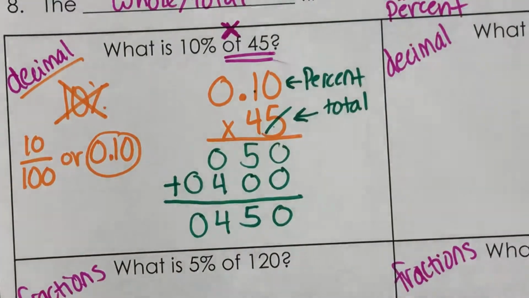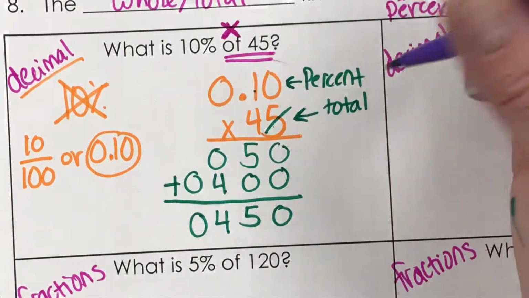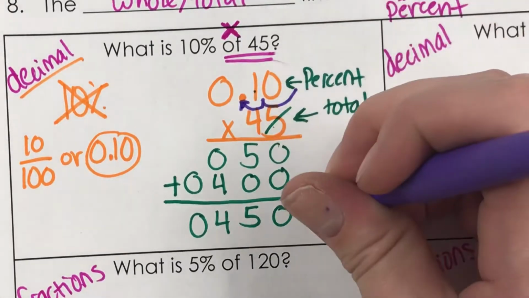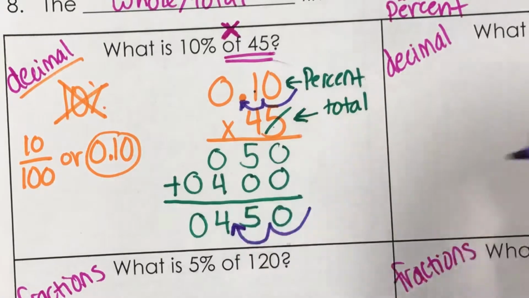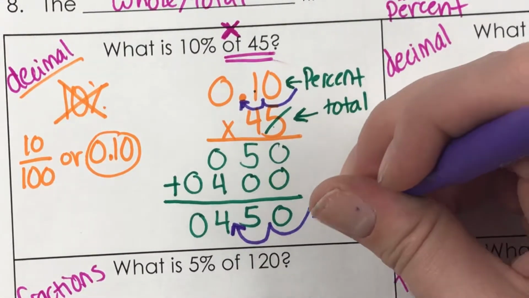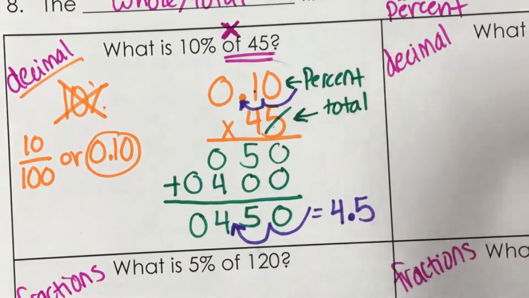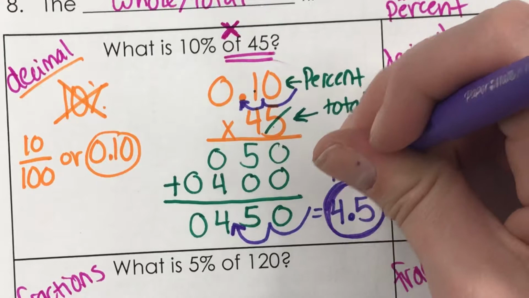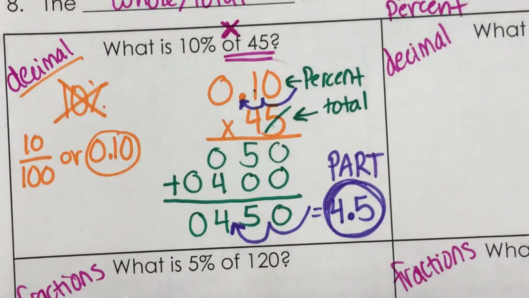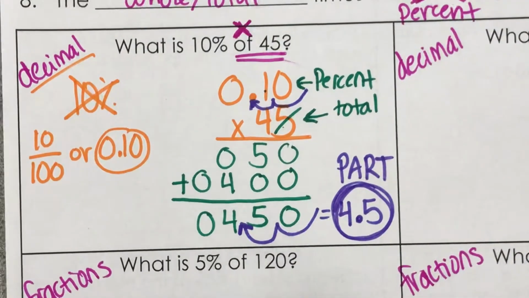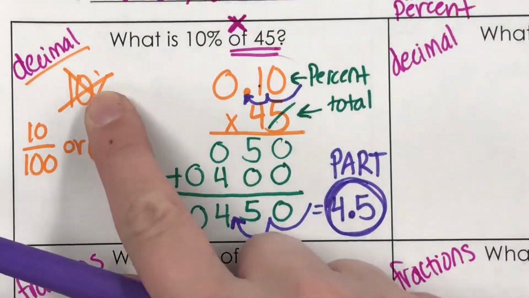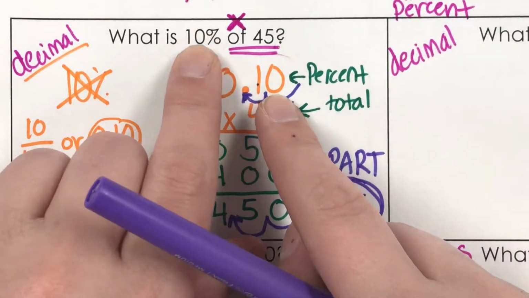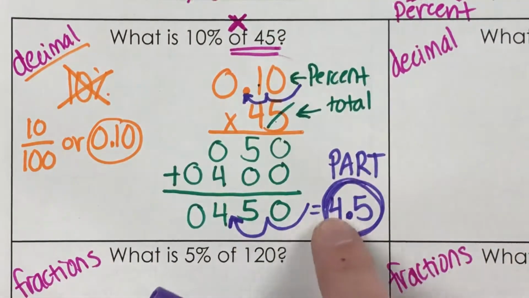And don't forget, it's all about the swoops, count them over. I swooped 2 spaces in my problem. I have to swoop 2 spaces in my answer. So now this is the same as 4.5. That is the part. And I've done that. I followed my directions. I changed my percent to a fraction or a decimal. In this case, it was a decimal. I multiplied my percent and my total and got my part.